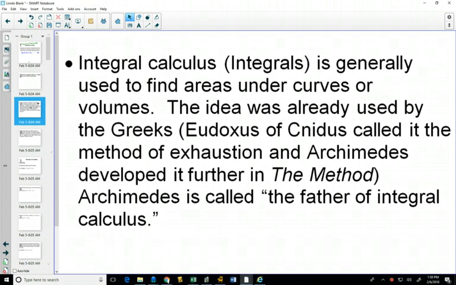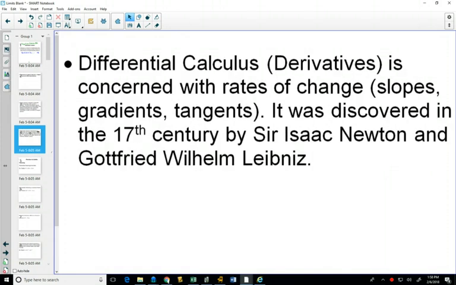Now, integral calculus was sort of what was looked at first. Integral calculus, when we do it, it'll look at areas under curves. And this idea was already known to the Greeks way back when. Archimedes was studying stuff. They would call it something called the method of exhaustion. And we say that integral calculus started way back then. Differential calculus is more associated with Newton and Leibniz.